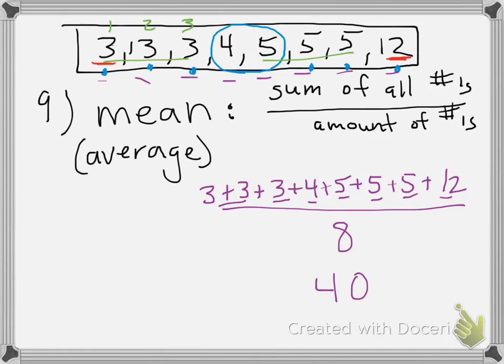If you can't do all this in your head like I did, obviously you would have to do this off to the side. It's going to be 40 over 8, though. Don't forget to divide by 8. And you guys know that 40 divided by 8 is 5. So the mean amount, or the mean money from this data set, is going to be 5.